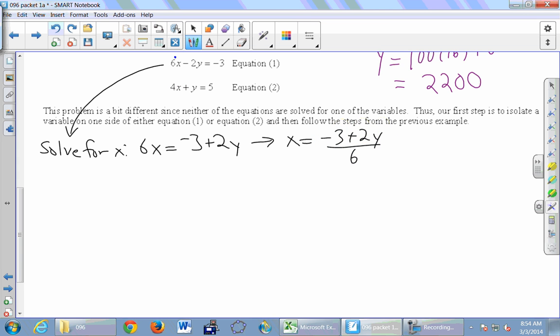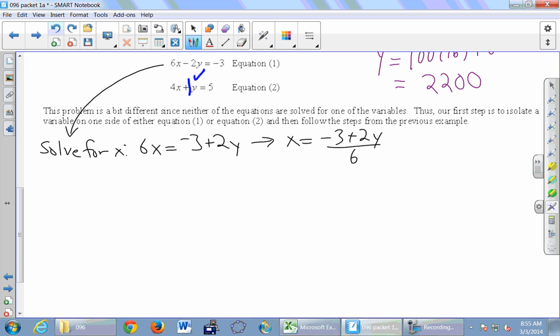Solving the first equation for x led to divide by 6, which was fractions. What if you had to solve this equation for y? What would your last step be? Divide by negative 2. It's fractions, right? What if you solve this equation here for x? What's the last step? Divide by 4. It's fractions. What if you solve this equation for y? No fractions. This is the one that's easy.